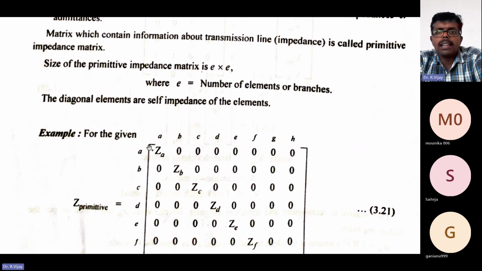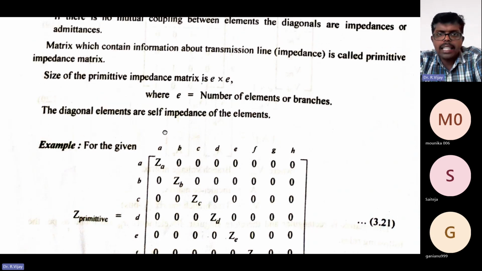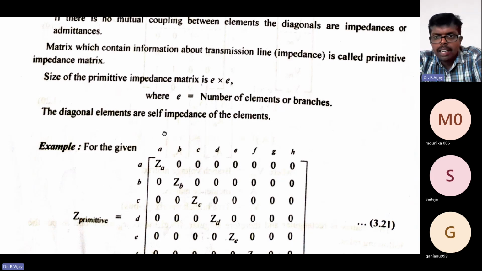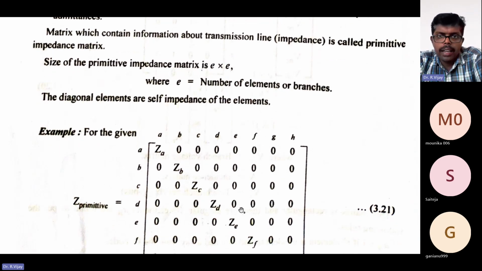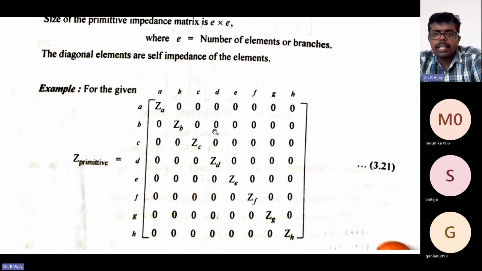What is the Y primitive? Same thing. If the matrix contains the admittances, then it is called the primitive admittance matrix. It contains all the admittance values of that particular transmission line. This is one simple example. You can take any size, not only A, B, C, D up to H. We took up to H in the previous example, but it can go up to N.